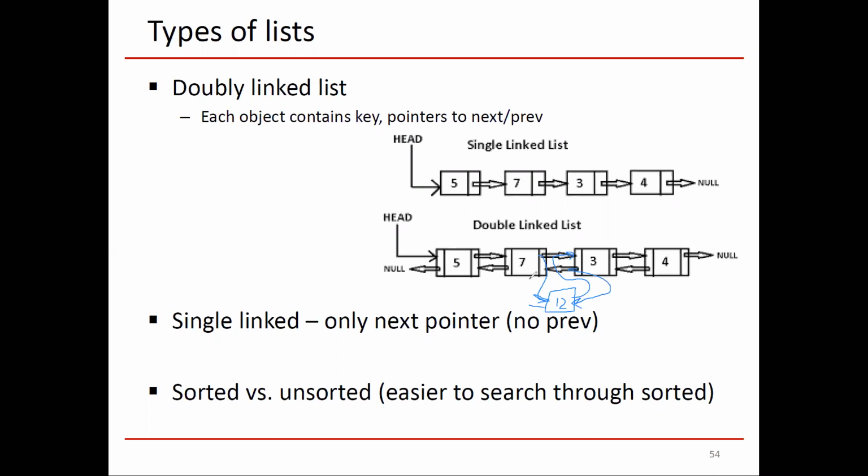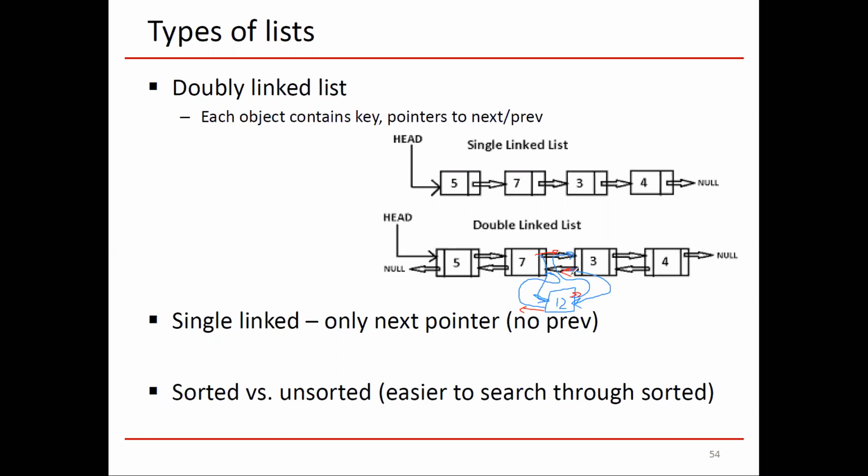And 12's previous pointer will point to 7. So if you think about it, and I'm changing my color, of course, the two pointers that leave this new object 12 need to be updated. And we also need to update the next pointer that leaves the 7, the 12's previous. And if we look at 12's successor, the 3, or successor or next, its previous pointer also needs to be updated.